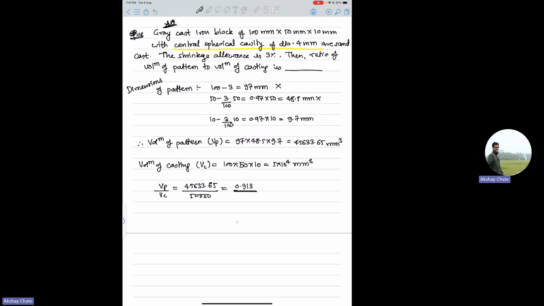Maybe you'll have like 10% plus minus range because it's a data entry type of question, but exactly it should be 0.913. So you see, you have to make your casting in such a way that it's way smaller than that. Okay. So these are regarding the grey cast iron. Okay. So keep in mind, grey cast iron, your allowance becomes negative. Hold on. Okay.